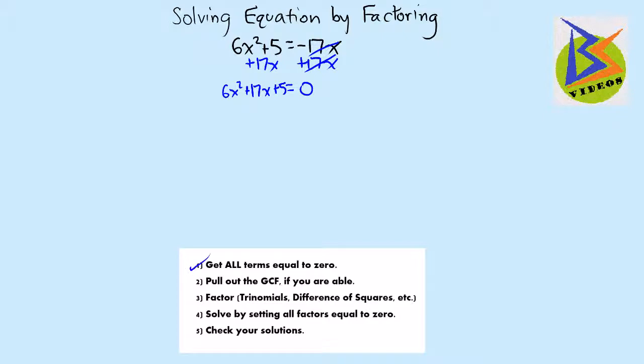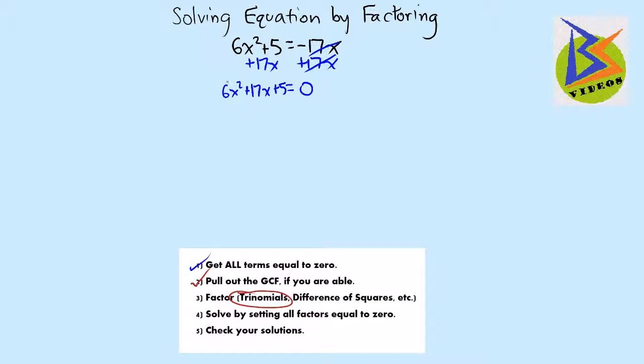So now that we're done with that step, we need to look to see if we can pull out a greatest common factor, which, when we look here, 6x squared, 17x, and 5 do not have. So we're done with that step. Next, we need to factor. So we need to recognize how we can factor this. And so we see that it's a trinomial.